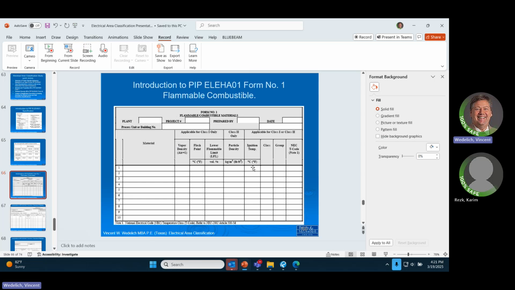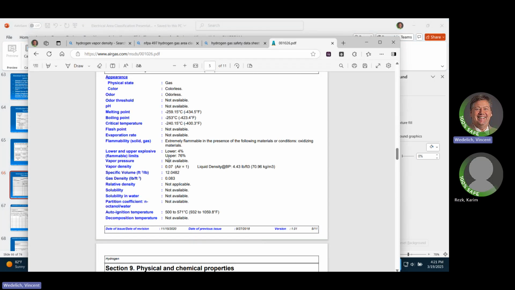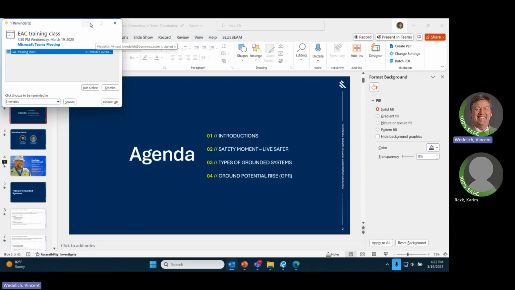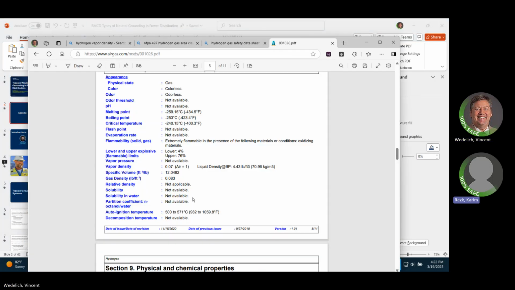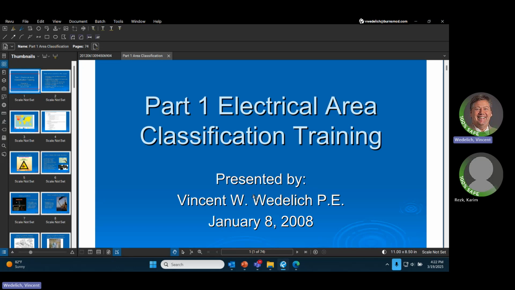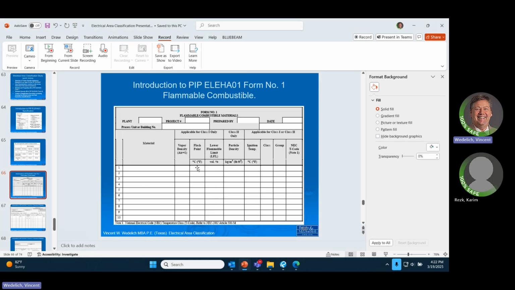Ignition temperature. This is your auto ignition temperature. And if I look here, auto ignition temperature is 500 to 571. Yeah, we already said it. So what's flash point? That's a different number. We said it wrong. Oops. Let me go back. Flash point. Not available. Yeah. And it probably is. It shouldn't be available because it's not a liquid, rather.